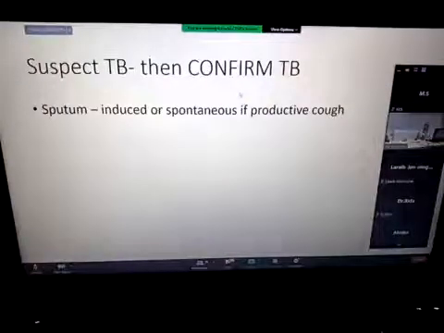Right. So let's confirm how to diagnose TB. How do you confirm TB? So obviously sputum.